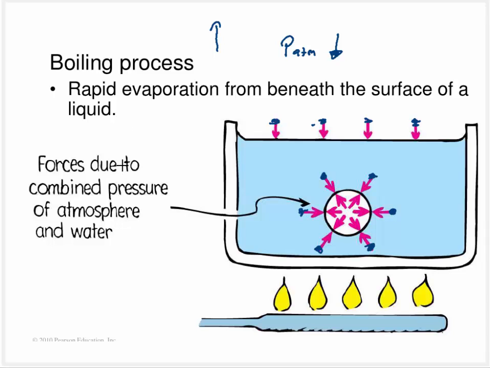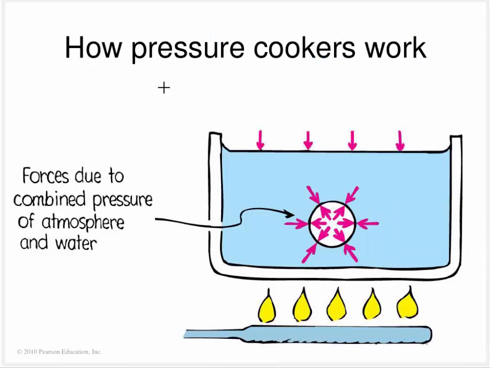So if you ever read on a box of pasta that if you're at altitude you need to cook the pasta for a little bit longer, the reason for that is because the pressure due to the atmosphere is going to go down, so the water is going to survive at a lower temperature, so the water is going to boil at a slightly lower temperature than 100 degrees Celsius.